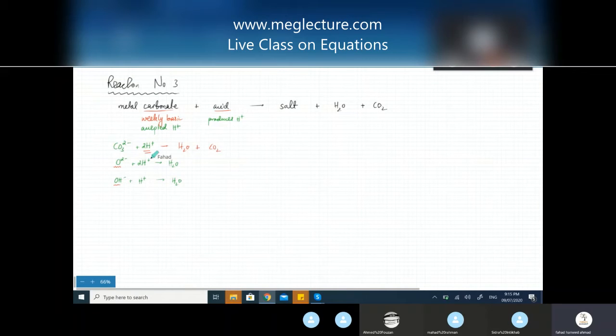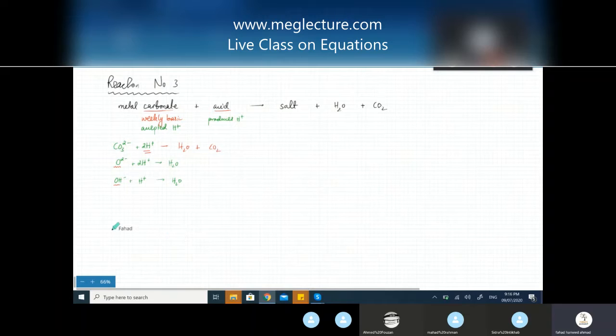Okay, just the general idea, so that you don't have any questions about why carbonates are reacting with acids, because carbonates are weakly basic. We are interested in making the equation. The equation is exactly the same, no difference, except at the end there's a carbon dioxide molecule being produced.